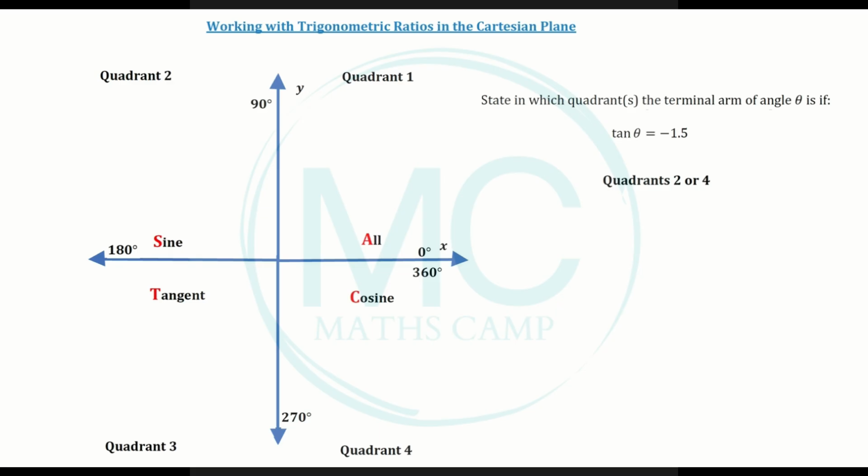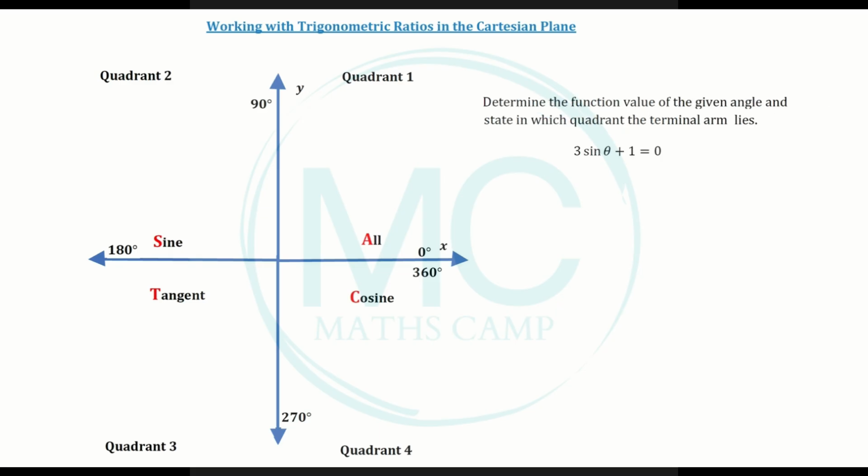Now let's look at an example that's a little bit more intricate. Determine the function value of the given angle and state in which quadrant the terminal arm lies. And we're given the equation 3 sine theta plus 1 is equal to 0. In this case, the function is sine theta. So to find its value, all we have to do is get sine on one side of the equal sign. Let's start by moving the 1 across, and we get 3 sine theta is equal to -1.